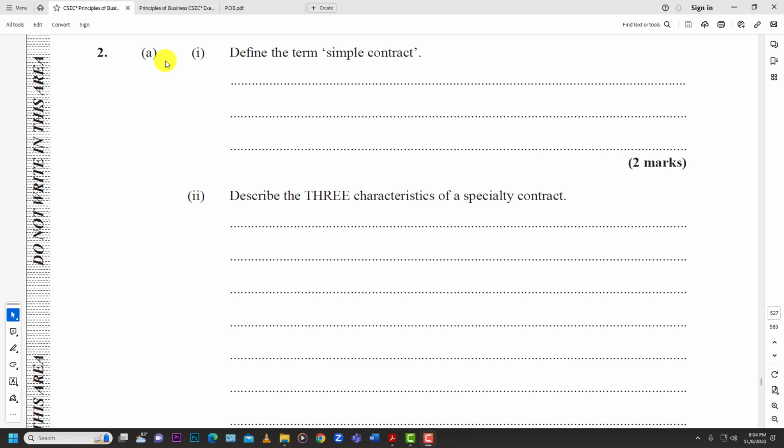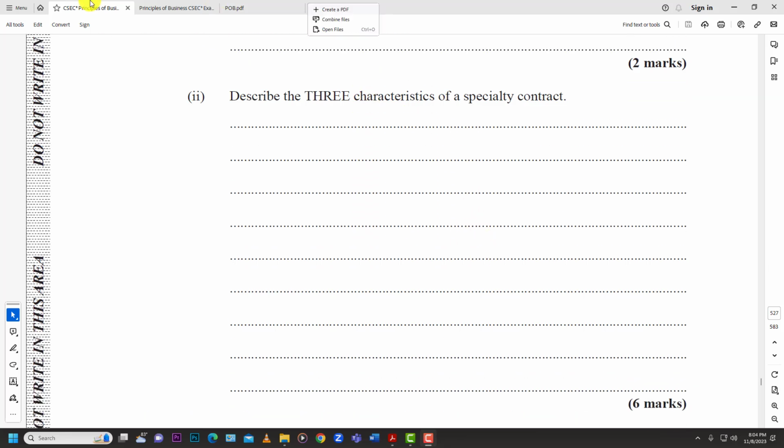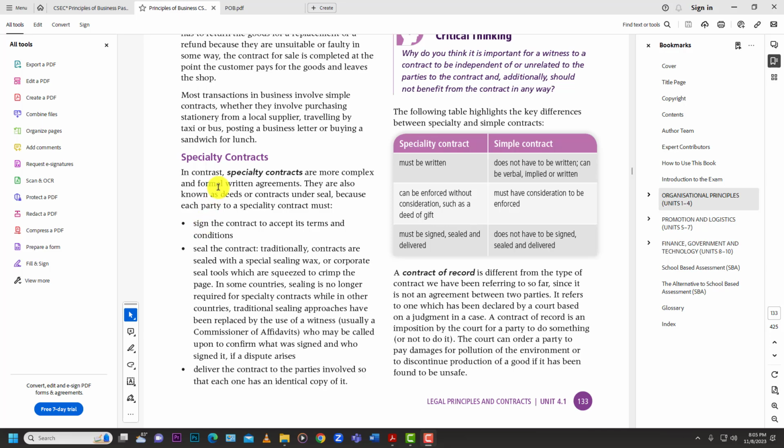Now the next one, describe 3 characteristics of a specialty contract. So that's 6 marks. We already said 1 when we were defining number 1, that it needs to be signed. For sure, the specialty contract needs to be signed. And so here we say, in contrast, specialty contracts are more complex and formal written agreements. They are also known as deeds or contracts under seal, because each party to a specialty contract must sign the contract to accept its terms and conditions.